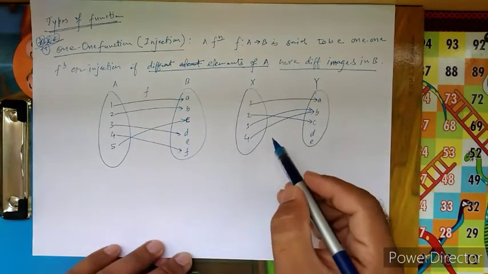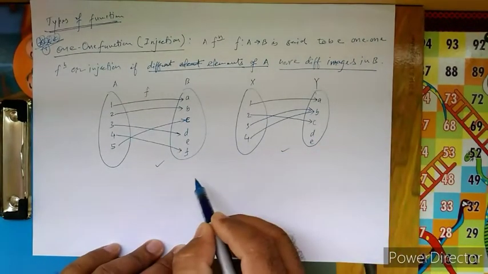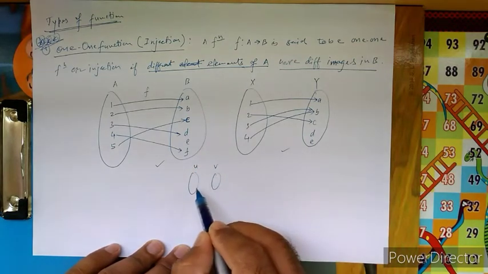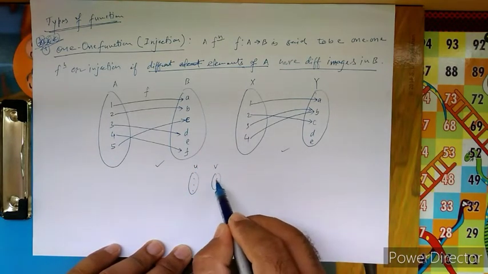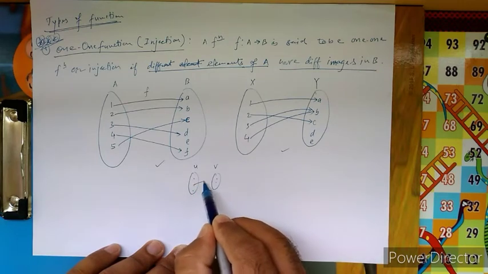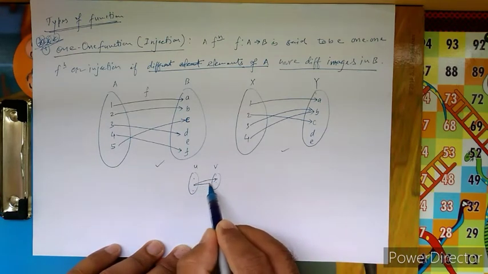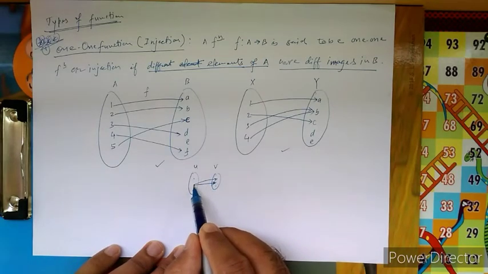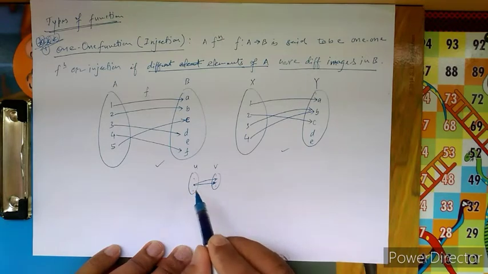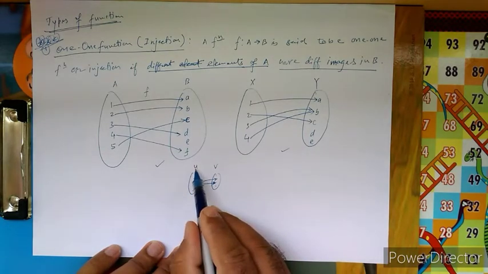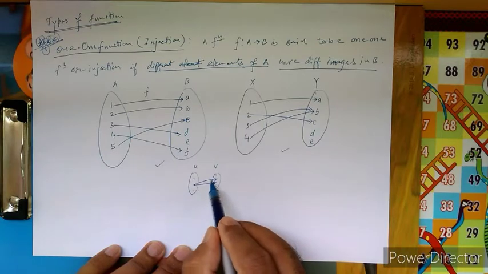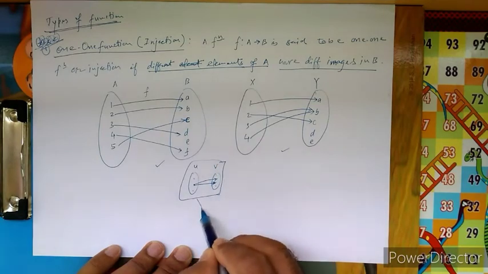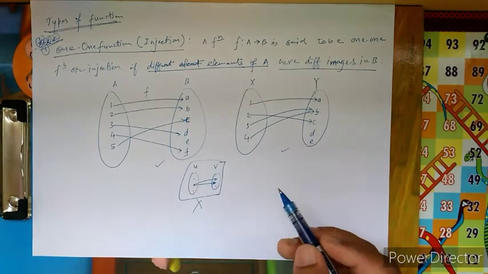It should not be like two outputs. Let us take the example of U and V, it should not be like this. Here you are getting an answer, and here also you are getting an answer. So for this particular pre-image, element of U, you are getting two images in V. So it is not a function.